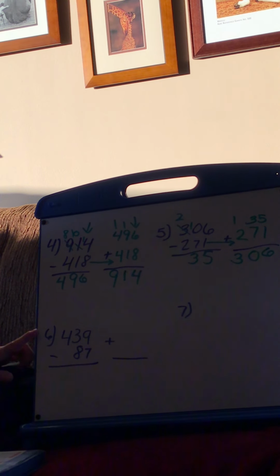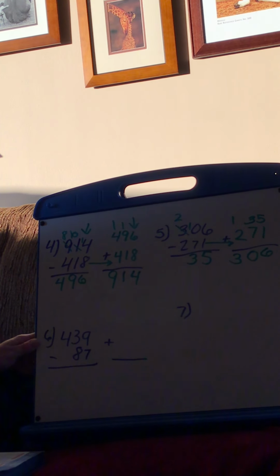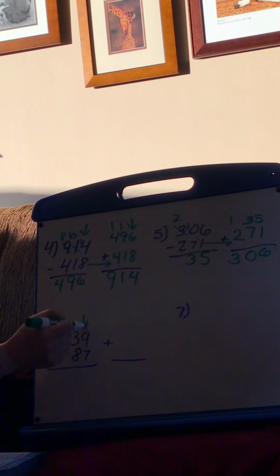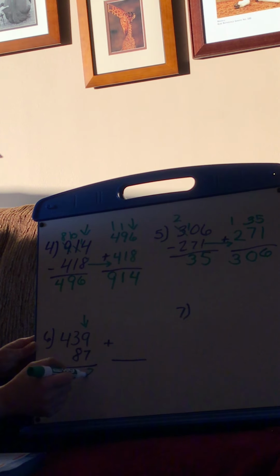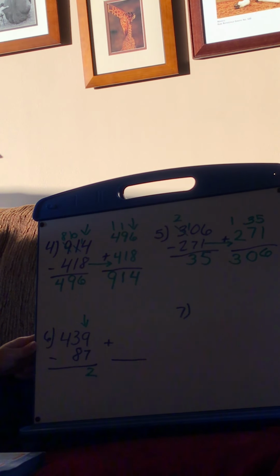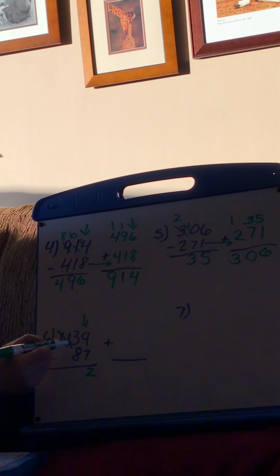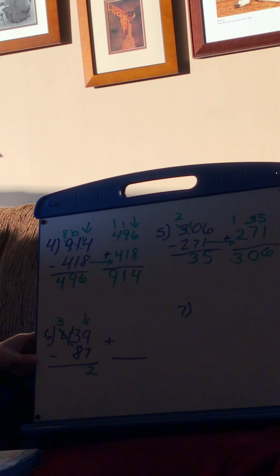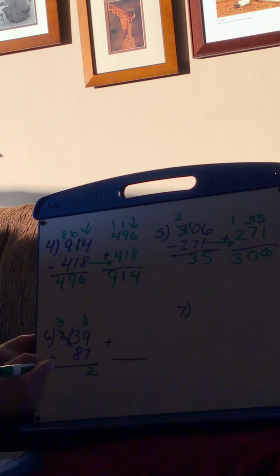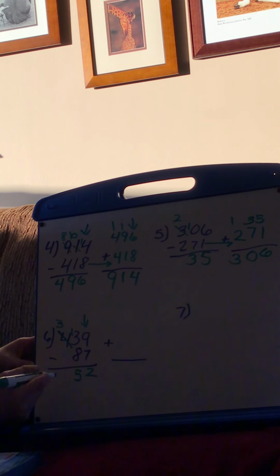Okay, number 6. Going back to subtracting now, I'm going to go to my ones place. 9 minus 7 is 2. 3 minus 8 I can't do because the 3 is smaller. So I'm going to borrow from my hundreds. The 4 becomes a 3 and I bring my 10 back to the tens place. So 13 minus 8 is 5. And 3 minus imaginary 0 is 3.